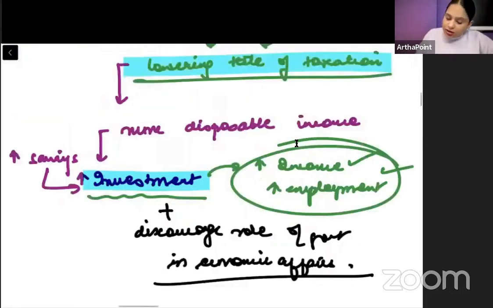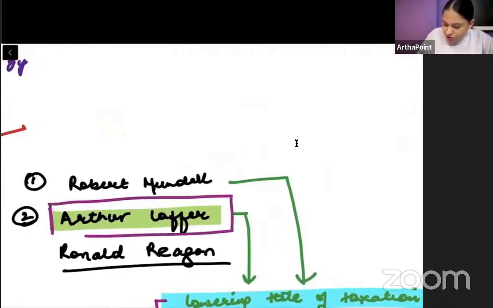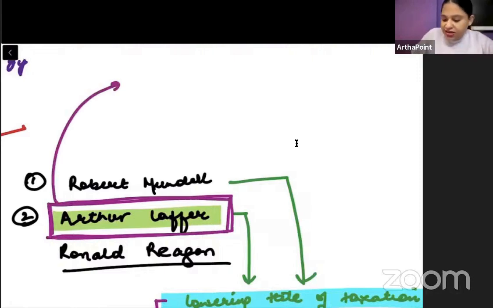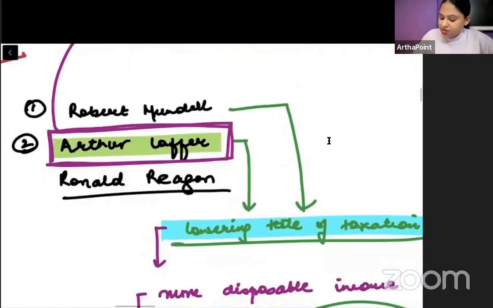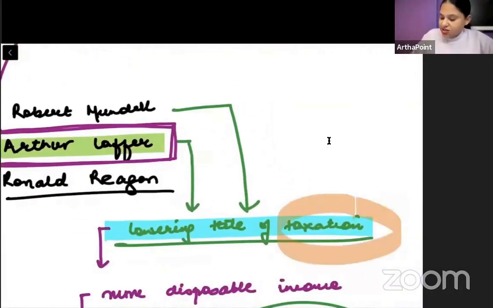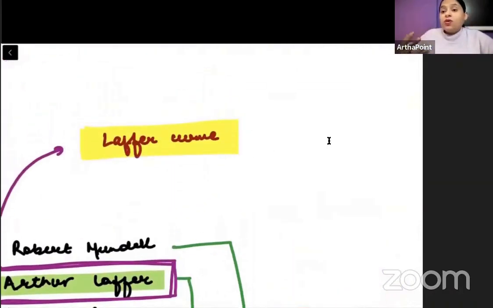Now, what happened is that this individual, especially Arthur Laffer, he gave something which is called as Laffer curve. उन्होंने एक चीज दी जिसे हमने बोला Laffer curve. Now, what is Laffer curve? Laffer curve, because pura supply side economics, it is based on the concept of taxation. So Laffer curve was basically an economic way of representing this taxation.